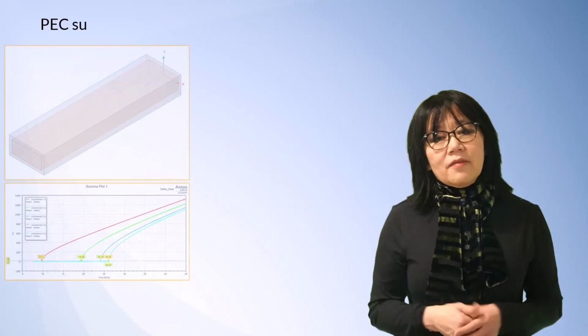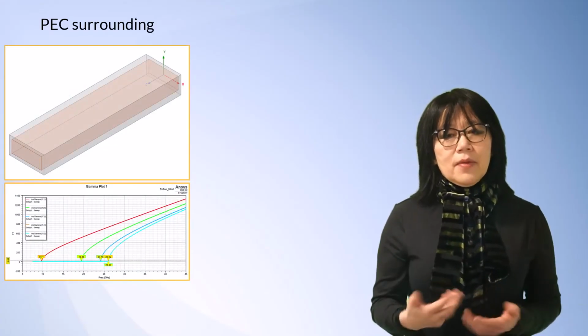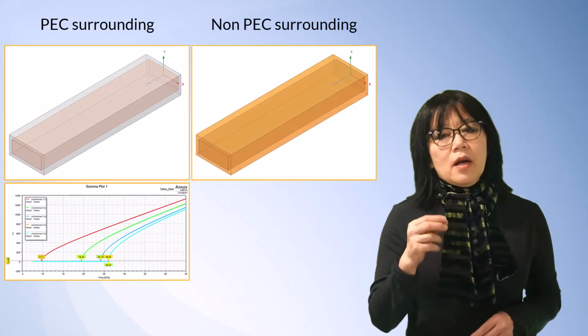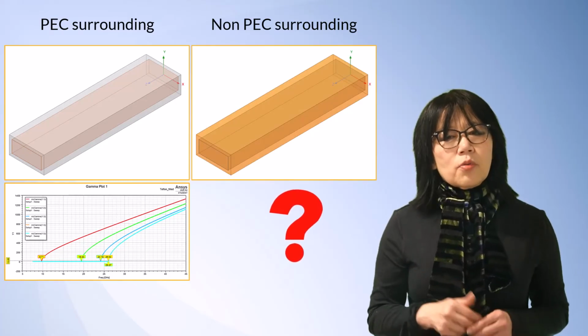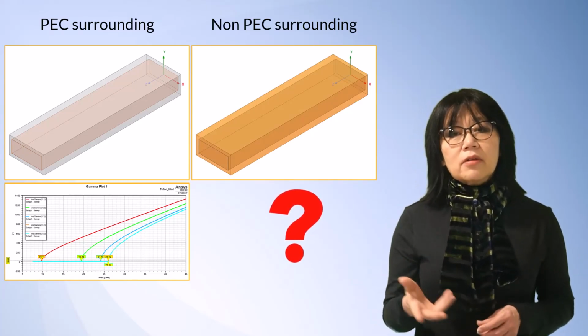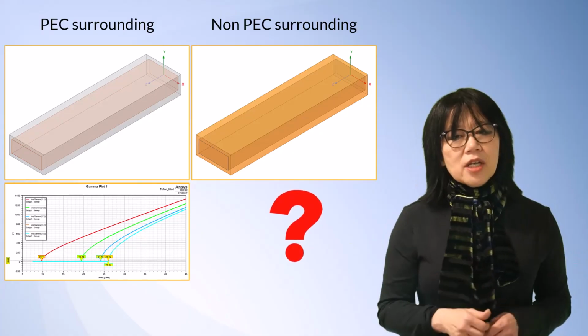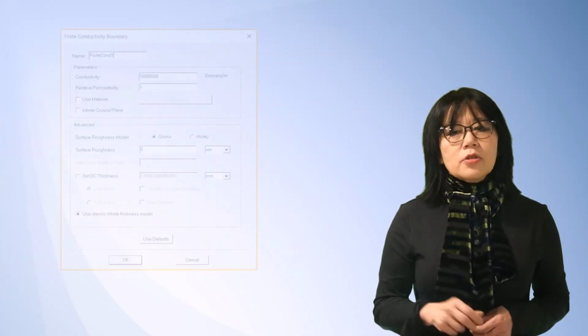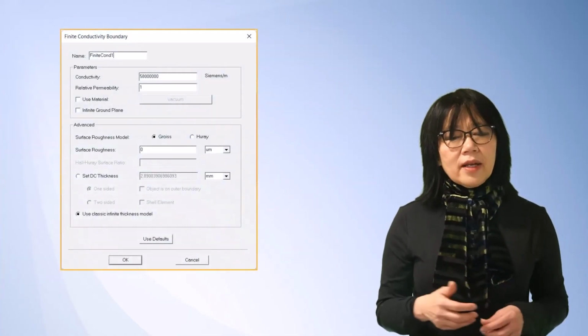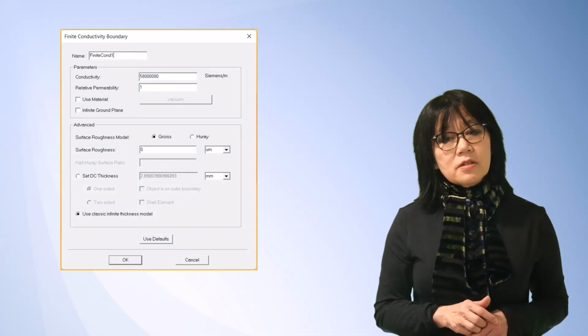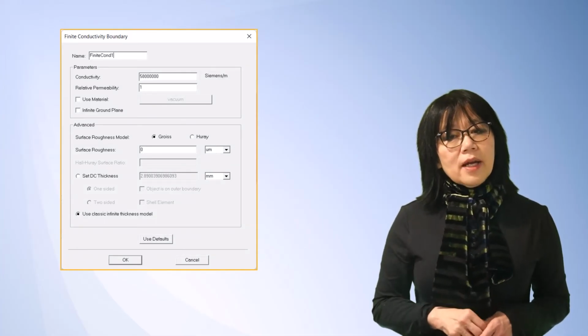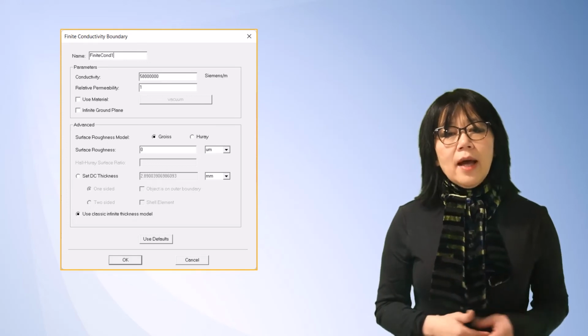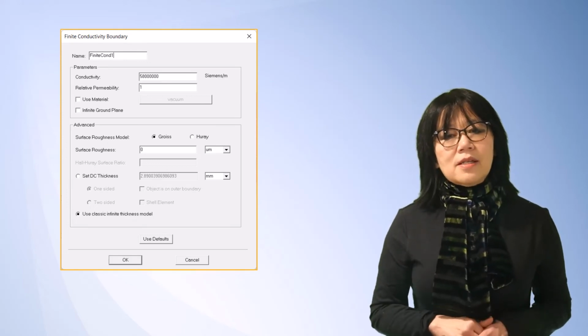Also, the waveguide filling was surrounded by PEC. What if you want to see what the losses are? What if the waveguide walls were made of any conducting material other than PEC? How does that change the cutoff frequency? So there's an option to use finite conductivity boundary conditions. Go through the link on the screen to the right and that'll show you how to use this feature in AEDT.